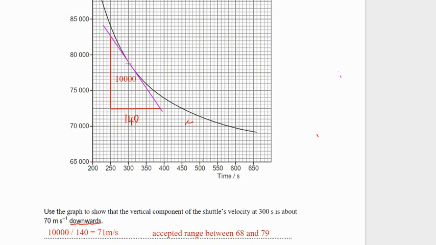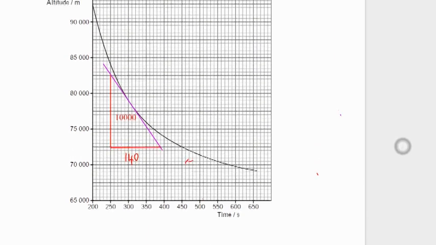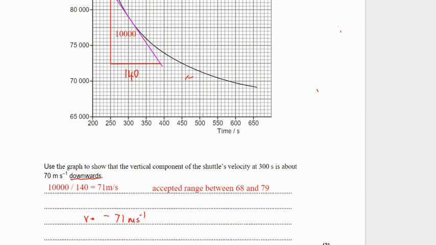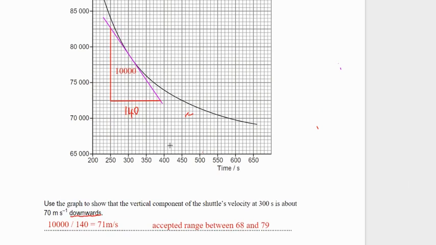So I've gone to the graph at 300 seconds. I know that the gradient of a distance time graph is the speed. So I've drawn a tangent at 300 seconds. I've worked out the gradient, and we see that it's a negative gradient, so our speed should be negative as well. My run is around 440 seconds.